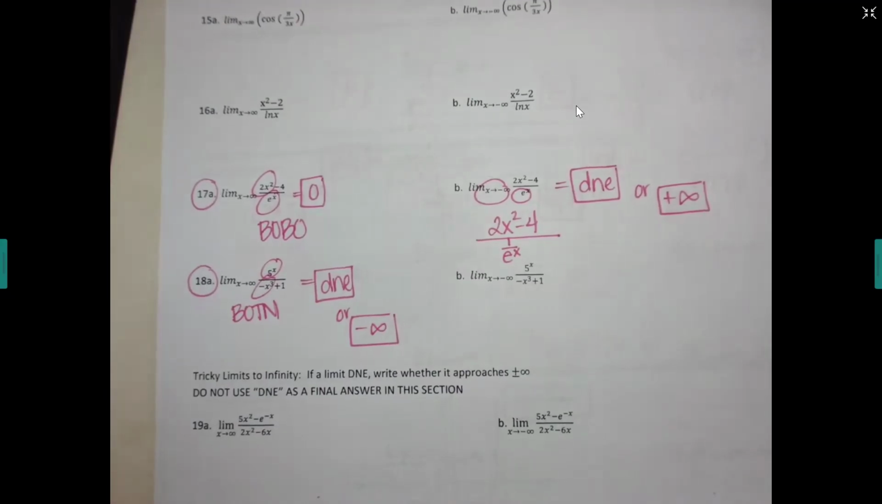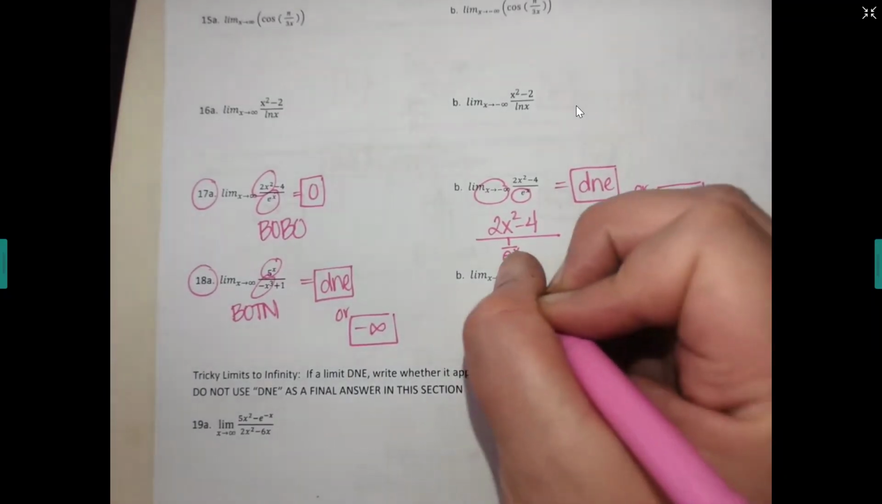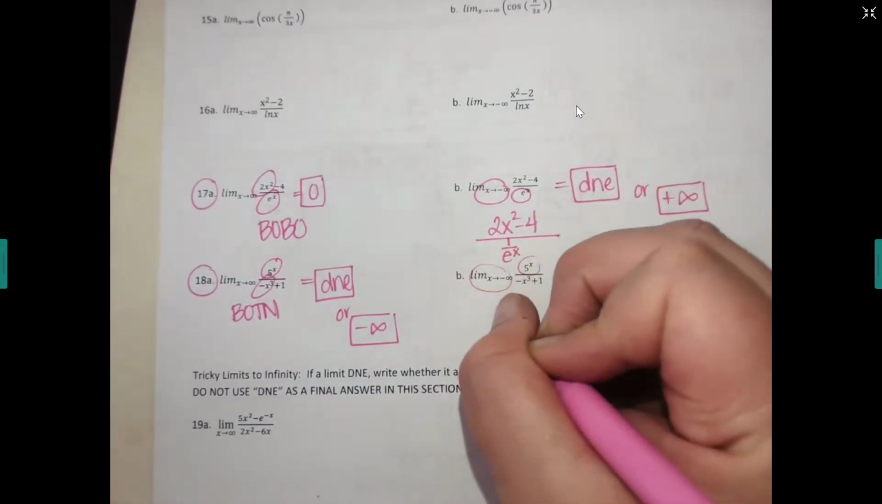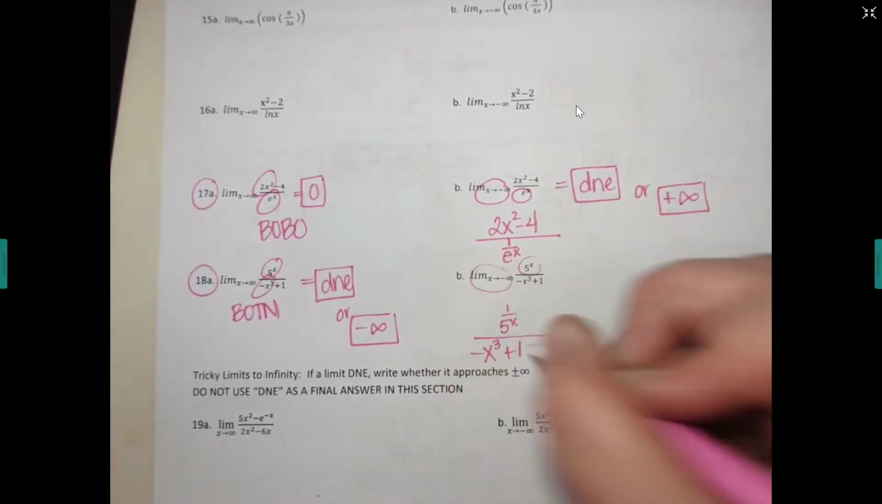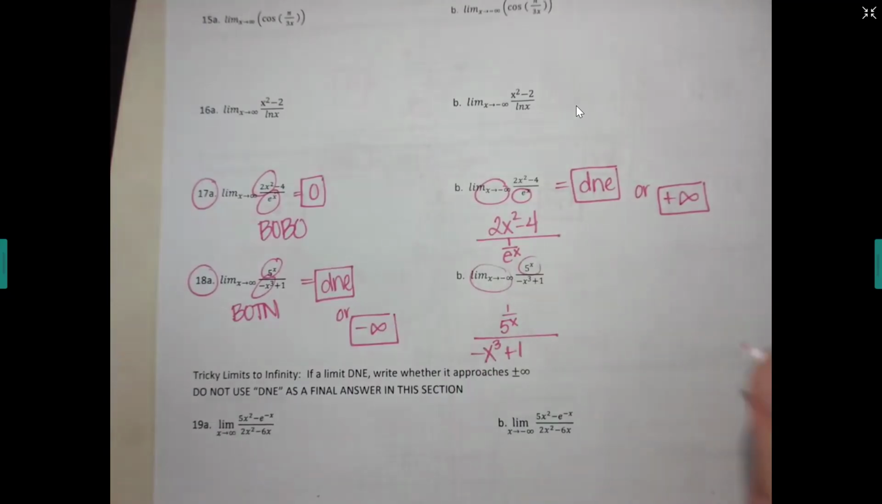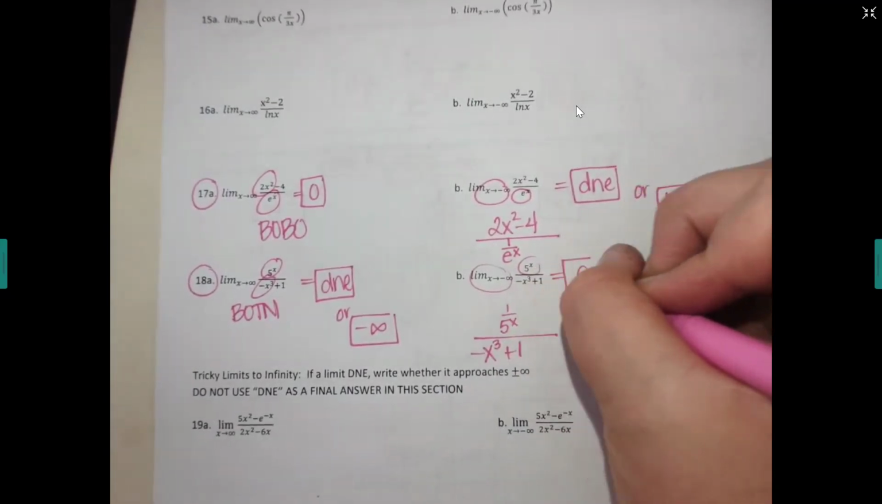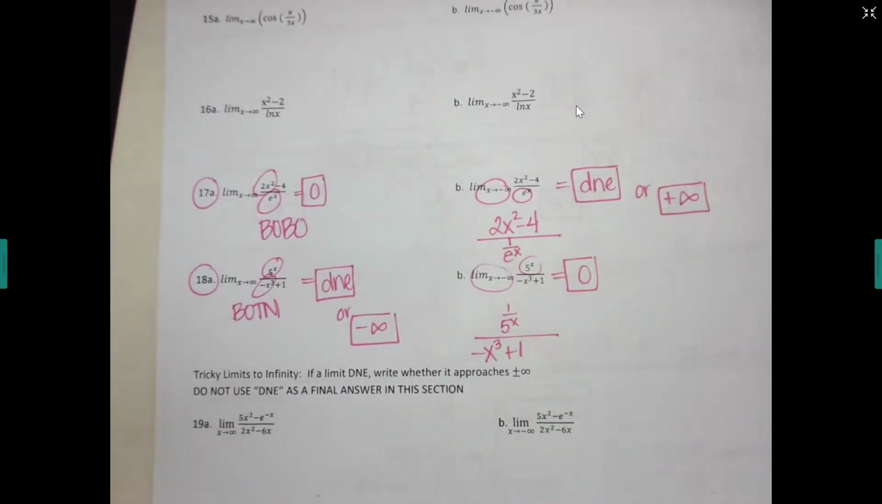Okay, for the other side, as we're going to minus infinity, what happens to the 5 to the x? Which means now the top is smaller than the bottom. Does that make it a Bobo, a Botan, or a Betsy? Bobo goes to 0. Get the idea on that? Good? All right. Turn the page.